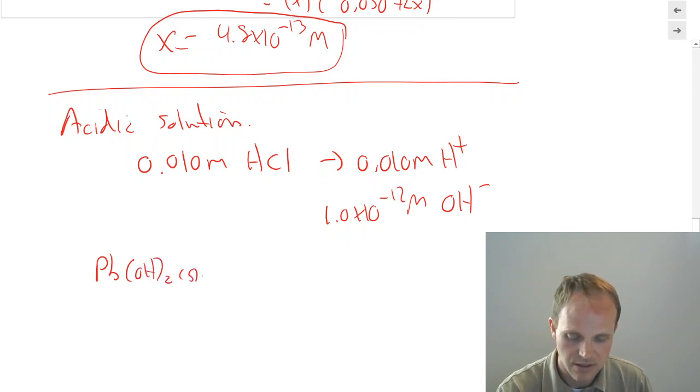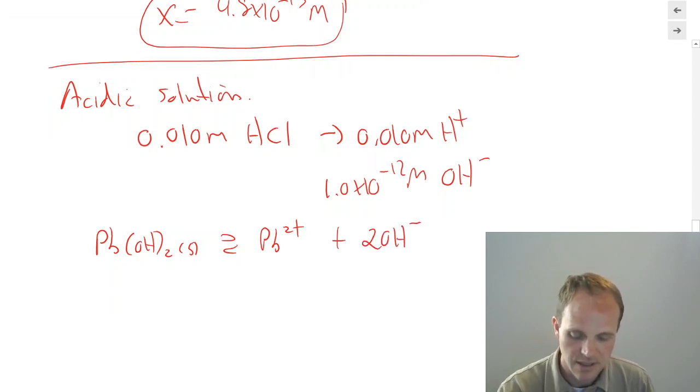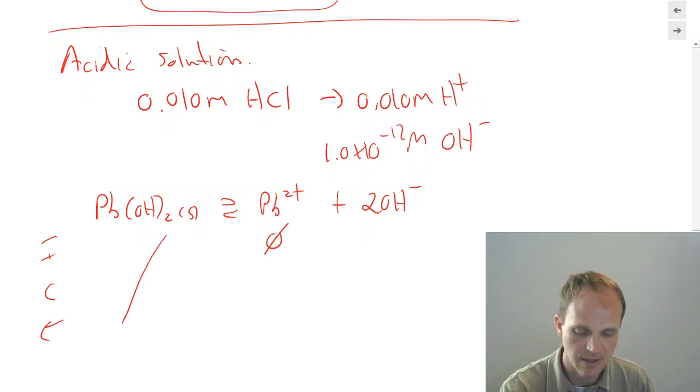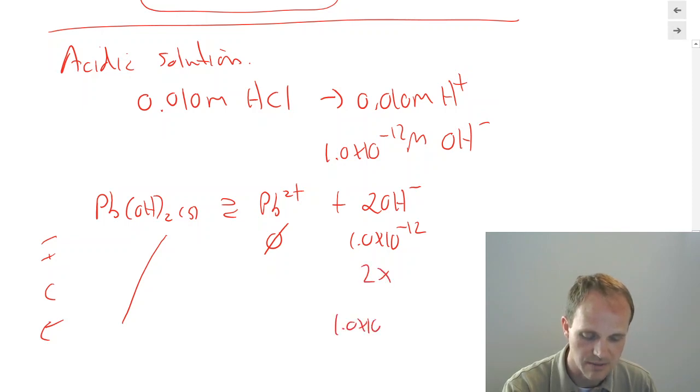Pb(OH)2 solid goes to lead 2 plus plus 2 OH minus. And if we started to do our ICE table here, we'd say we don't care about that. We've got none of that. And this is 1.0 times 10 to the minus 12. This is 2x: 1.0 times 10 to the minus 12 plus 2x.